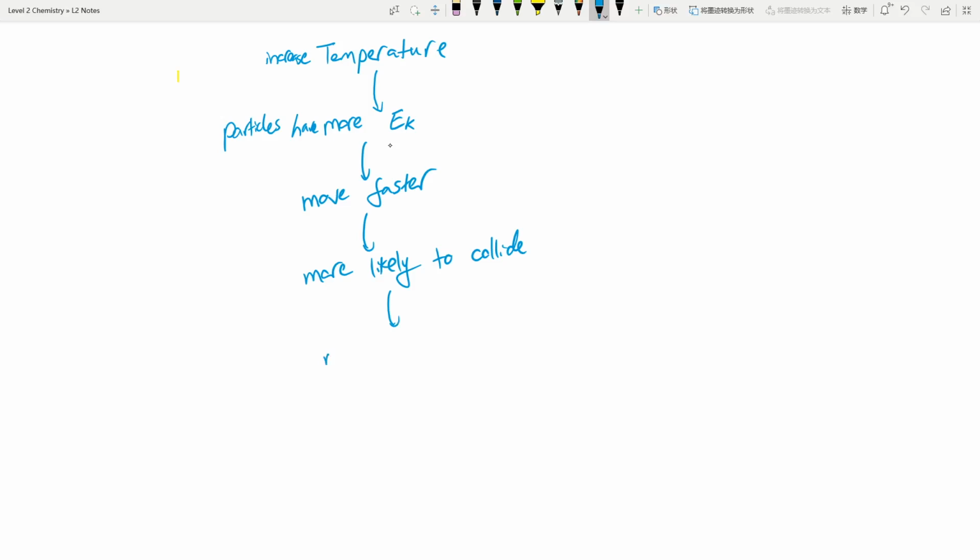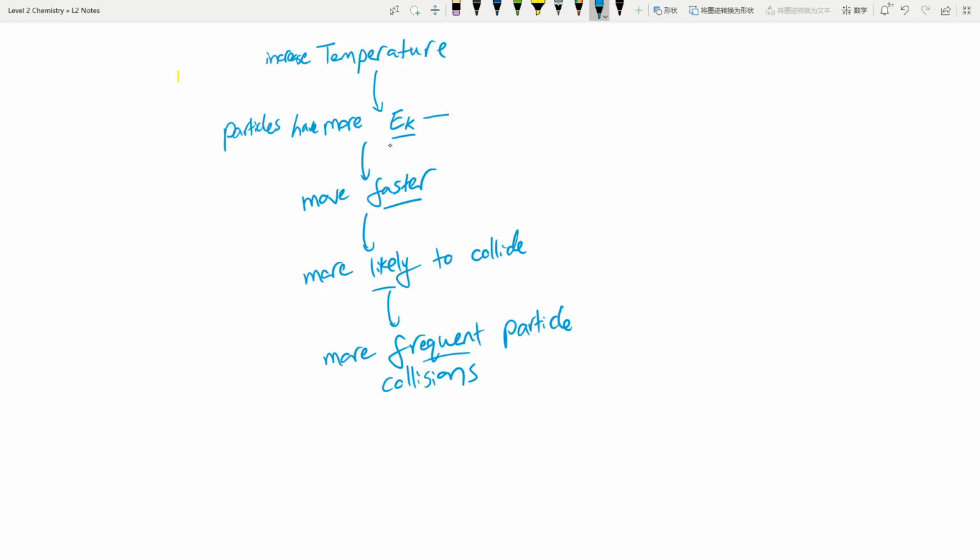So what does that mean? That means you have more frequent particle collisions. And this is where people just keep going, yeah, higher rate of reaction, and then you wonder why you only get a merit, because you forgot the other part. At increased temperature, the particles have more kinetic energy. So hopefully this makes sense. More kinetic energy, they move faster, they're more likely to collide, they're more frequent particle collisions. Or you can say higher number of particle collisions per unit time.